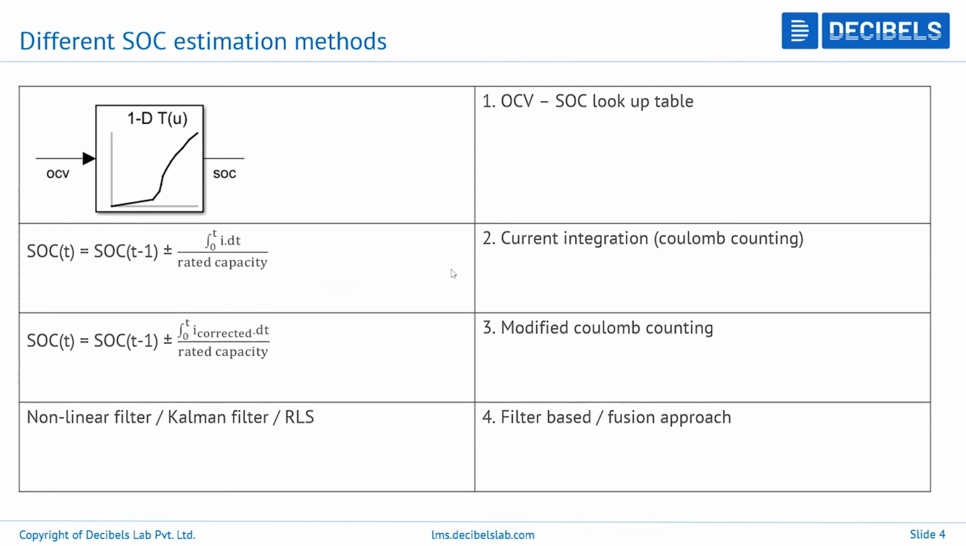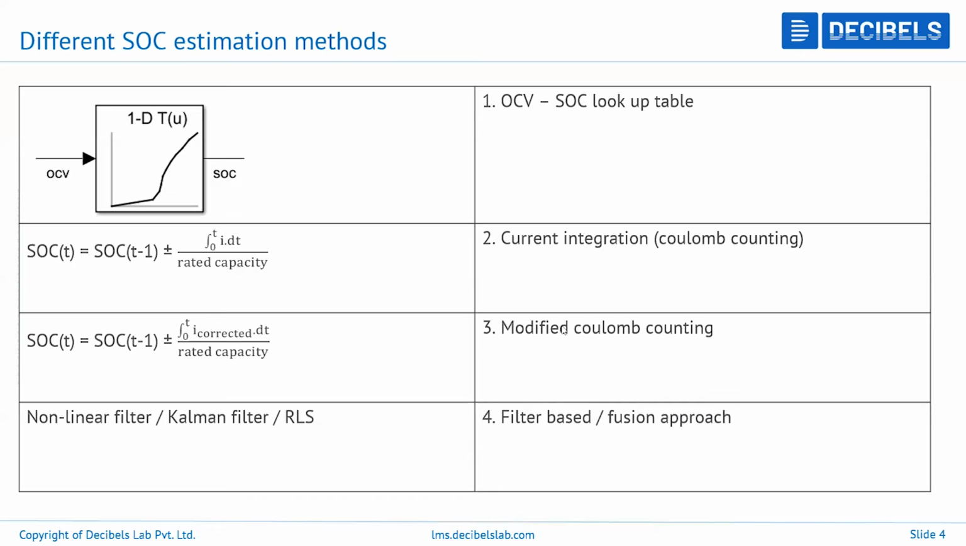To make this a little bit more accurate, there is another method. It's called modified Coulomb counting, which shows a little bit of marginal improvement. There is a major problem with Coulomb counting, which is called accumulation of error. That drawback we will see again in the next slide.